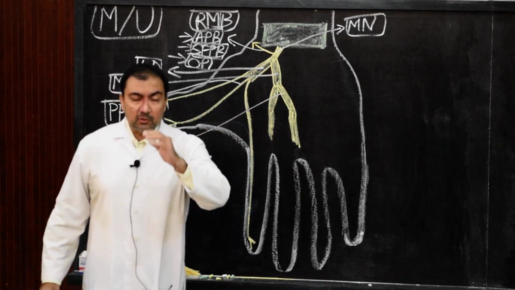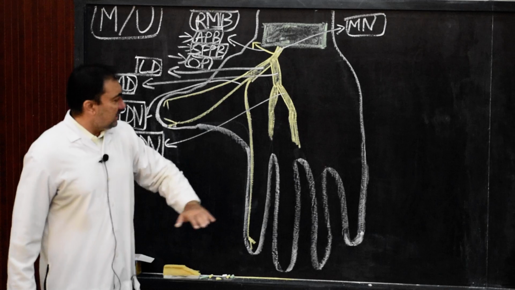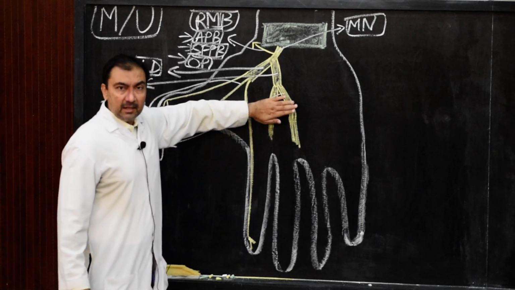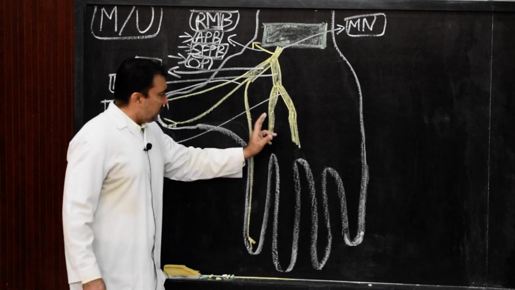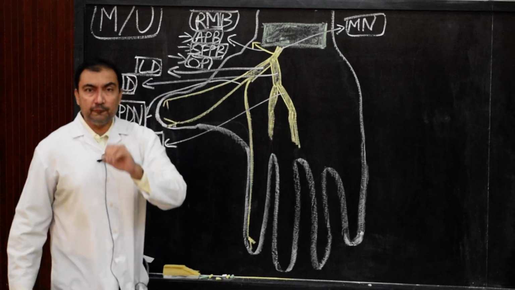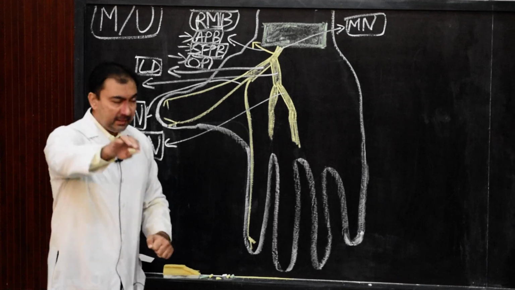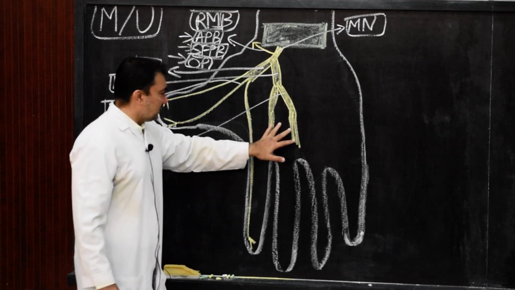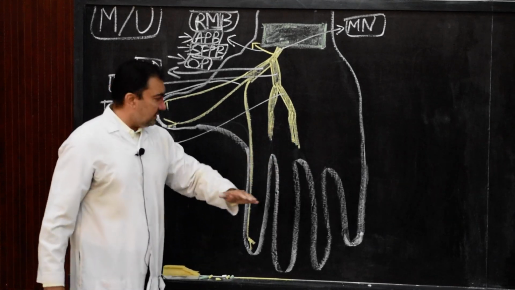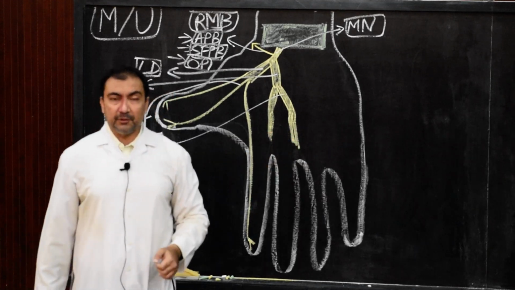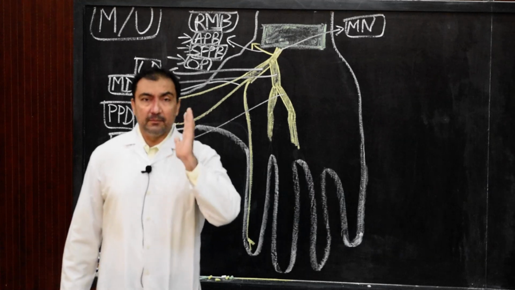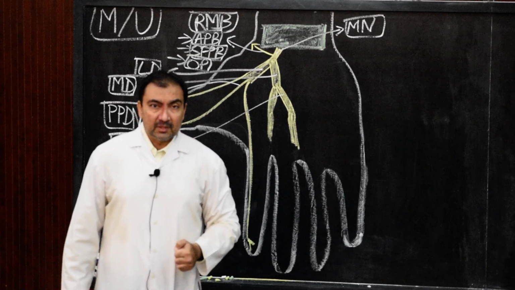What will be their course? The common palmar digital nerve will travel deep to superficial palmar arch. Also, these nerves will be present in between the flexor tendons, the long flexor tendons. And these two common palmar digital nerves will travel in between superficial and deep transverse metacarpal ligaments.